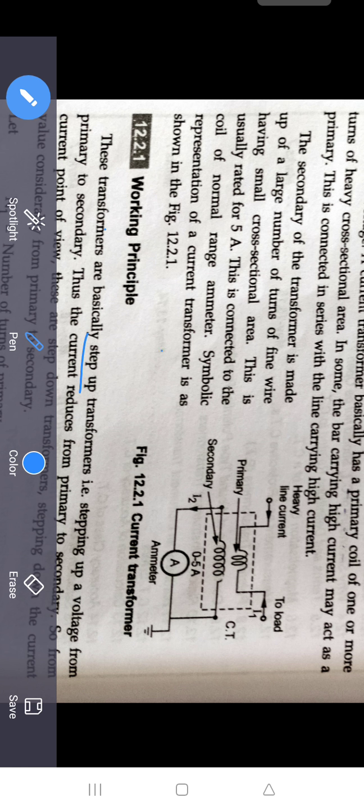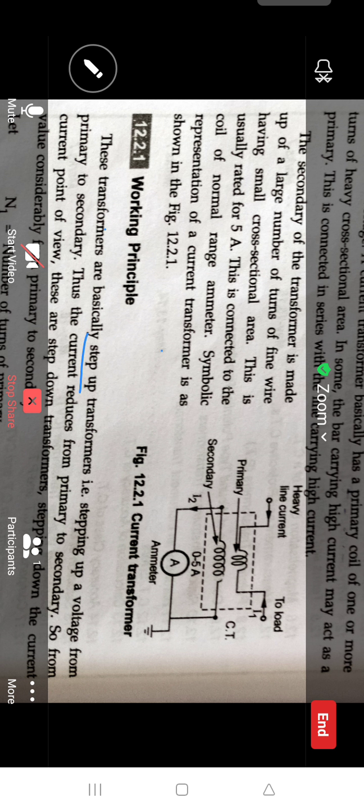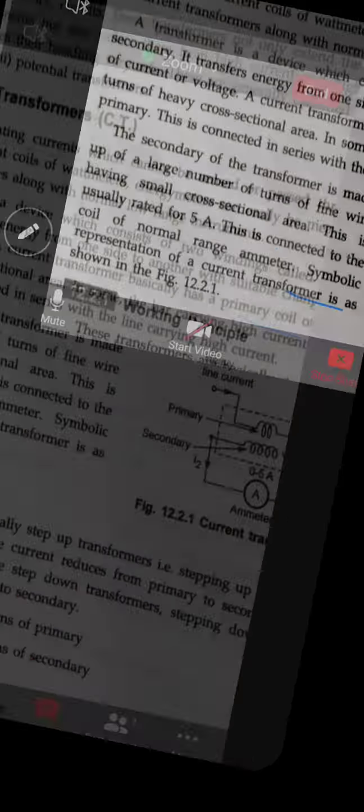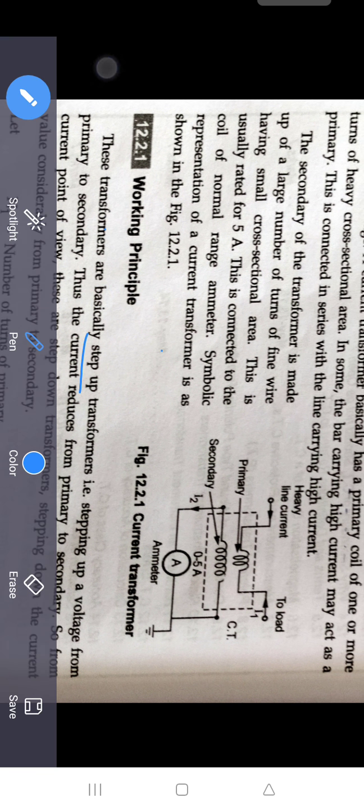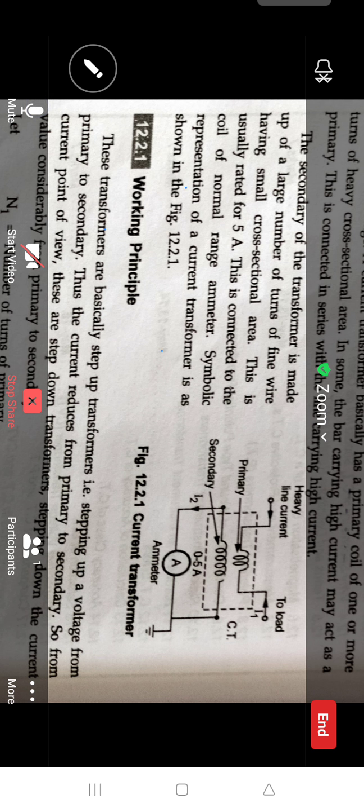Why? Because voltage and current are inversely proportional to each other. So when the voltage goes from low to high, the current will reduce. So as we saw, from the current point of view, these are step down transformers, stepping down the current.